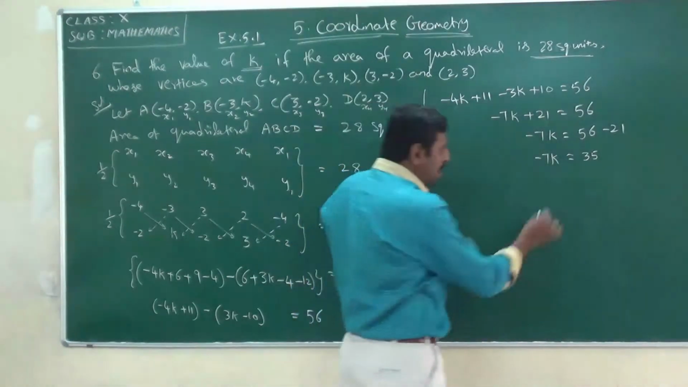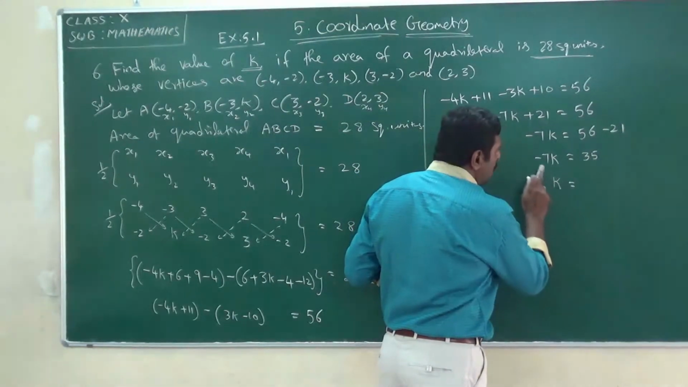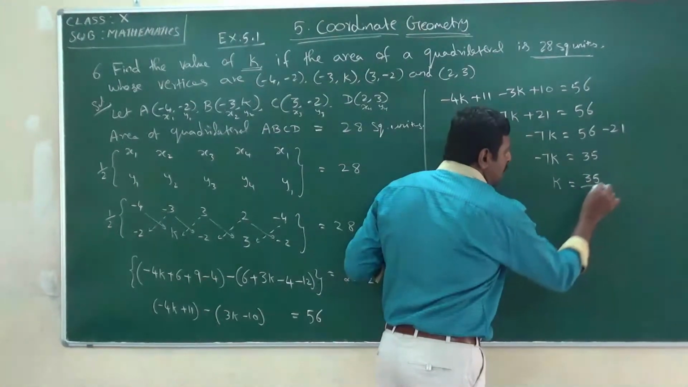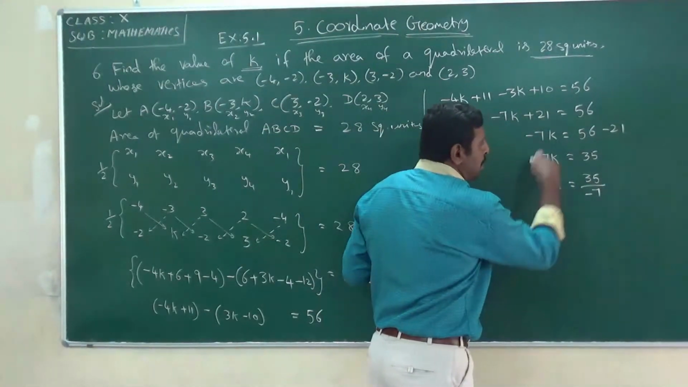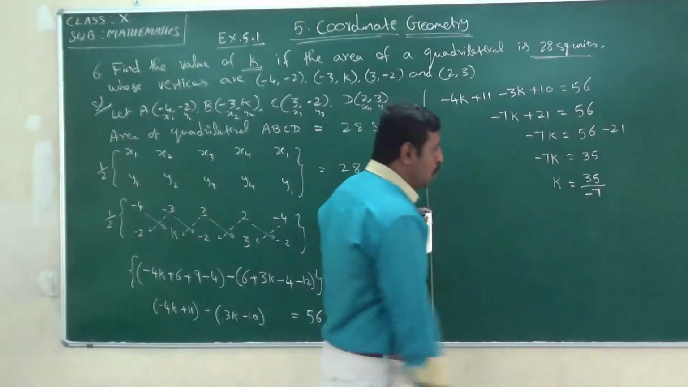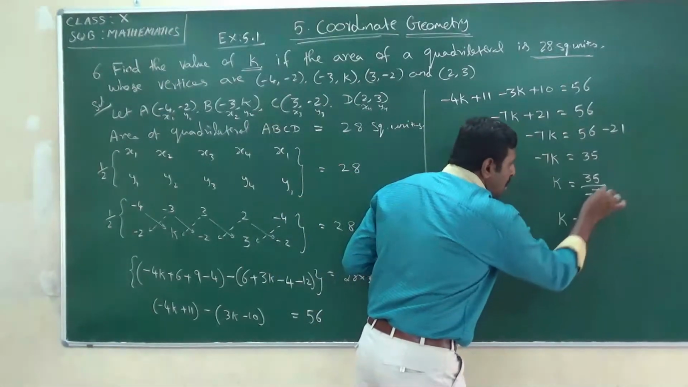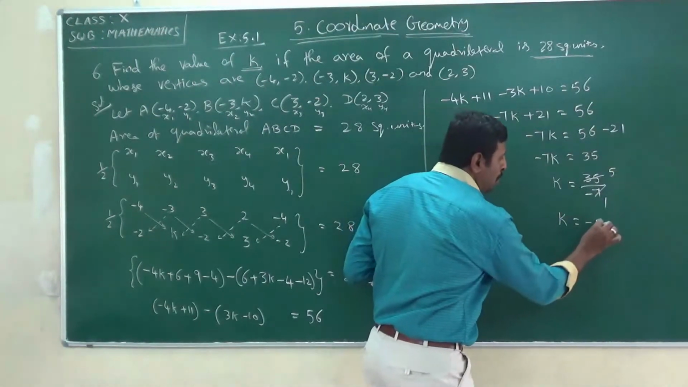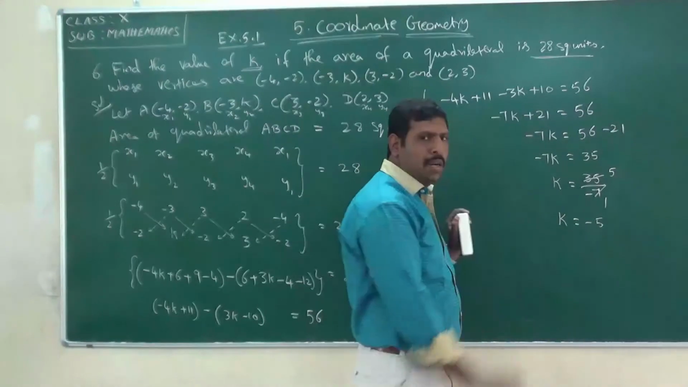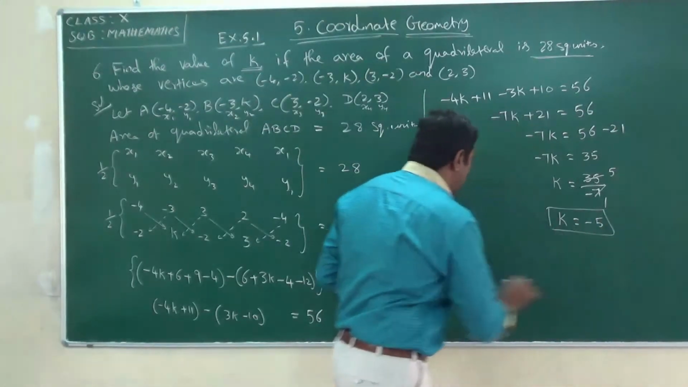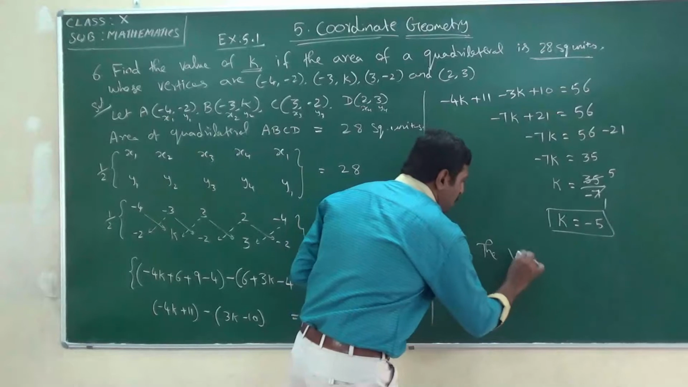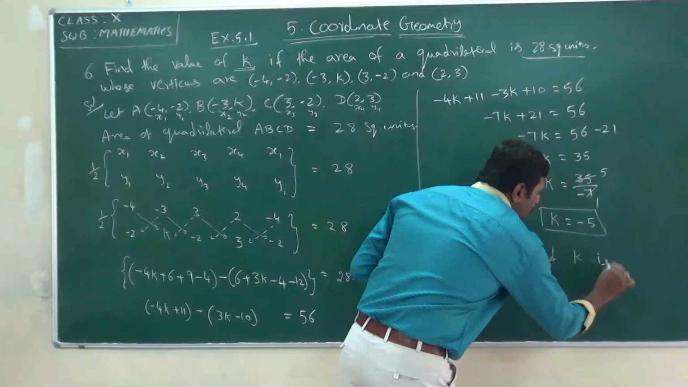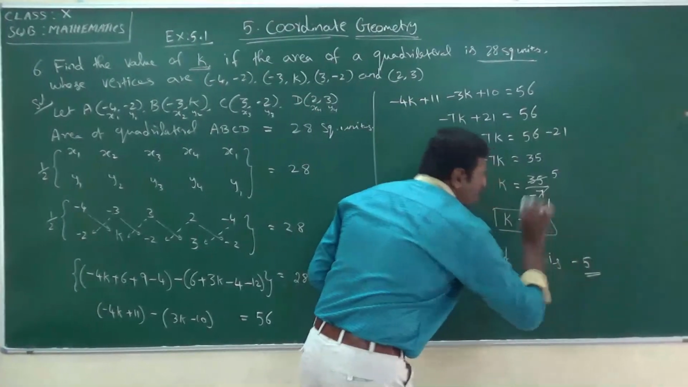Now we have to find the k value. Then k is equal to, I take this minus 7 to the other side. Already here we have 35. Minus 7 is in multiplication, so taking it to the other side, it will be divided. So k is equal to 7 ones are 7, 7 5s are 35. Here we have the minus symbol, so minus 5 divided by 1 is nothing but minus 5. Therefore, the value of k is minus 5, is the answer.